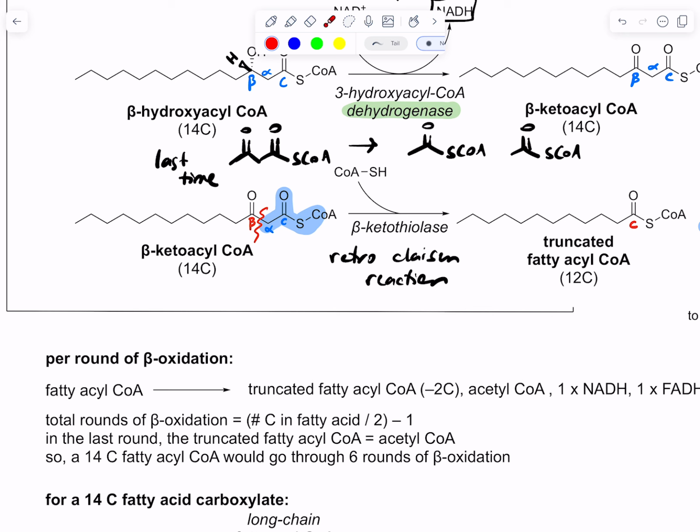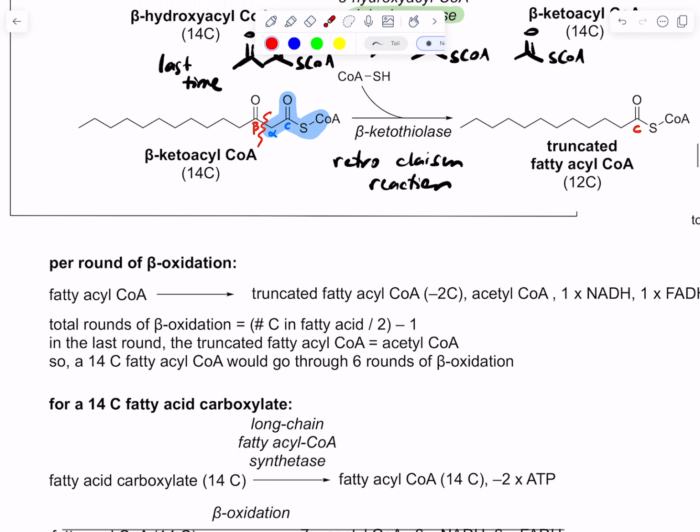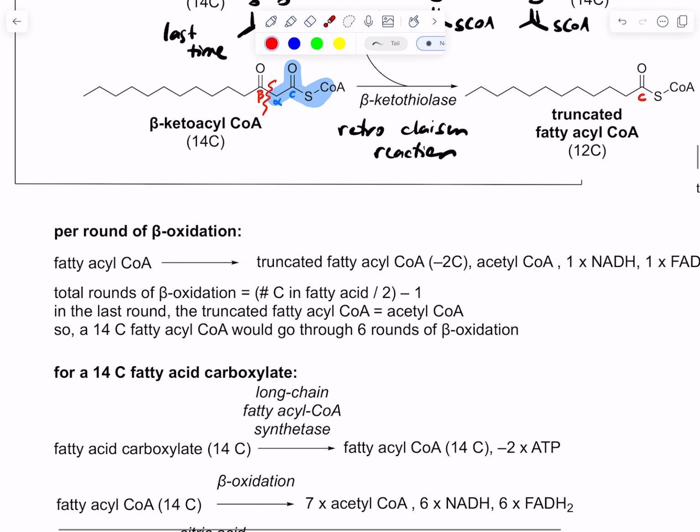So let's look at the energy output or the ATP output from a 14 carbon carboxylate. In the long chain fatty acyl-CoA synthetase, we're going to turn the carboxylate into the CoA thioester. That takes us down 2 ATPs.